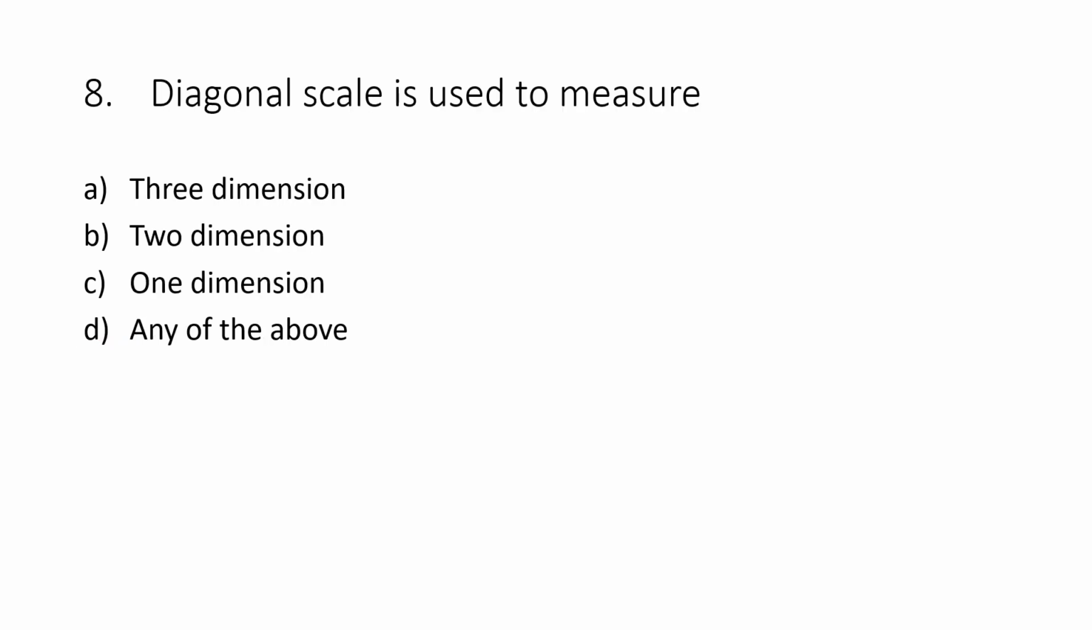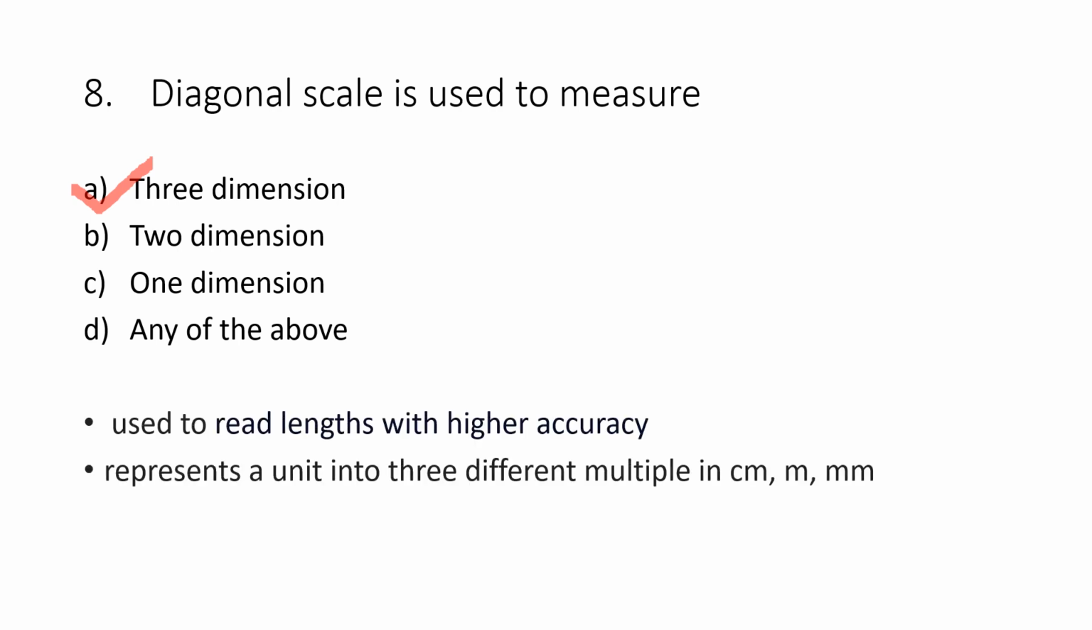Next question is, diagonal scale is used to measure. The diagonal scale is used to measure 3 dimensions. In this, we are using diagonal scale to read lengths with higher accuracy, since it is representing that into 3 different multiple, which is centimeter, meter and millimeter.